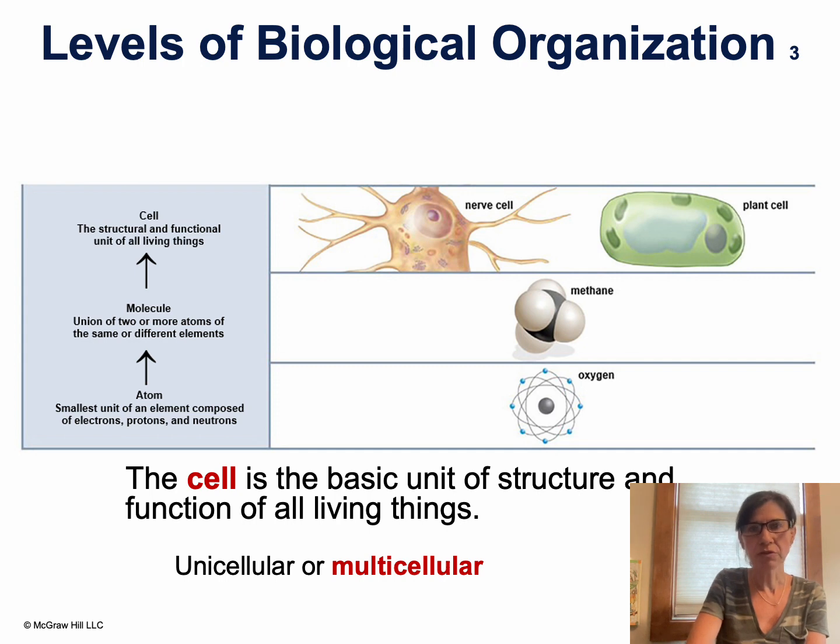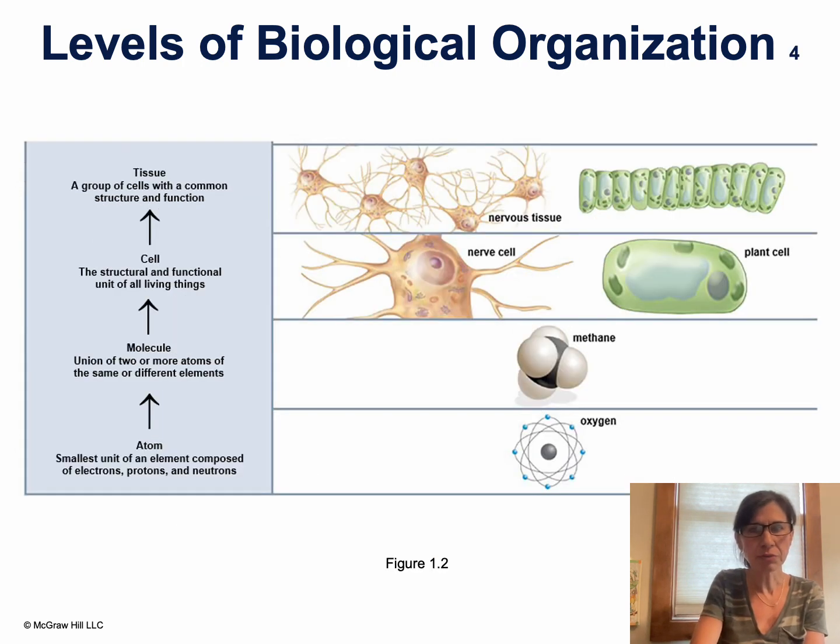Cells perform a certain function, and cells come together to form tissue. So in this picture, we have nervous tissue, which is composed of neurons, the cell, and other cell types of the nervous tissue. And they have a function, which is to transmit electrical and chemical signals.